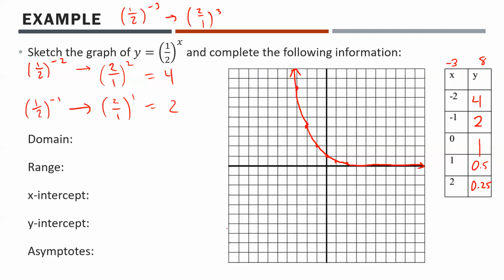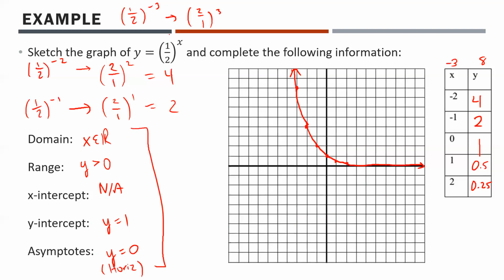All right, so we'll talk a little bit about what that did in just a moment. But before we get there, let's figure out our domain, range, and all that. Domain, once again, x is an element of the real numbers. Range, once again, y is greater than 0. Our x-intercept, once again, does not exist. Y-intercept, once again, is just y is equal to 1. And our asymptote, yet again, y is equal to 0. And again, I should label that as being horizontal. None of that information changed, even though we drastically changed our base.